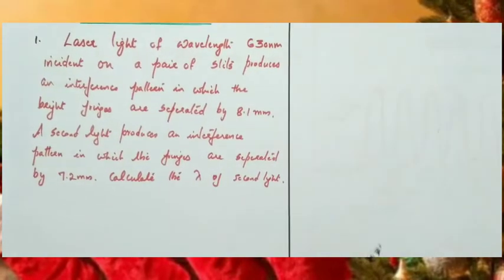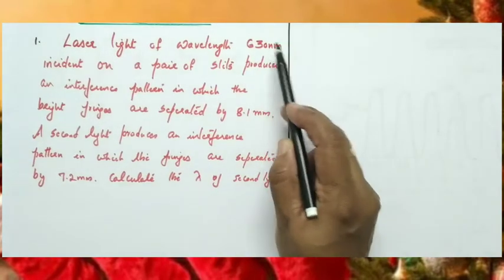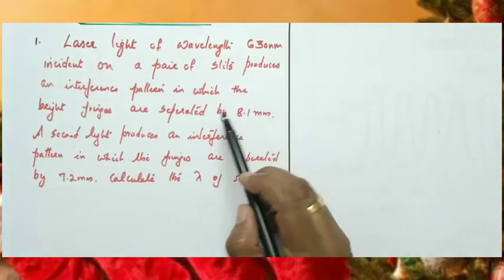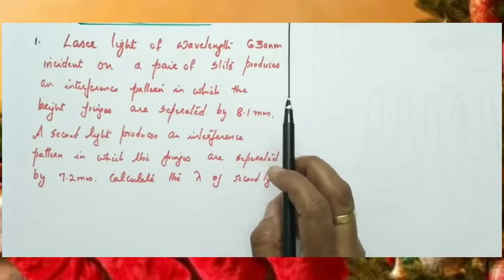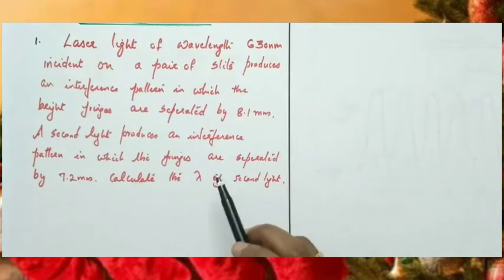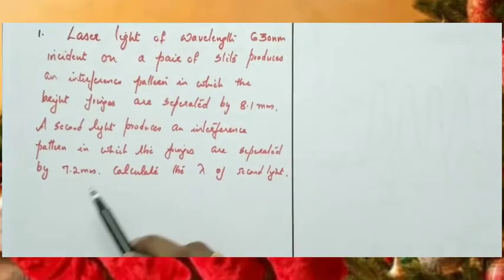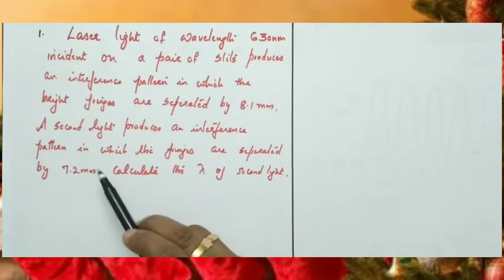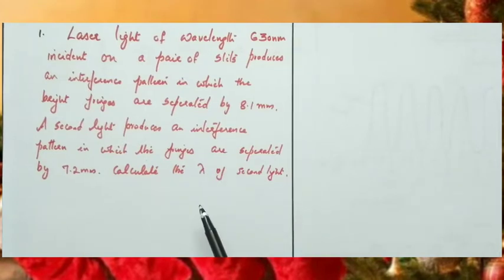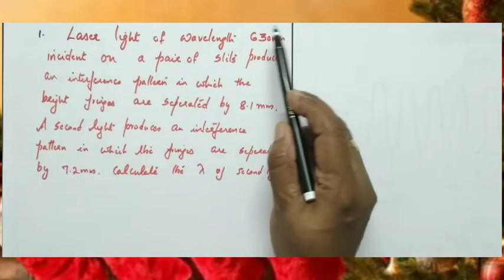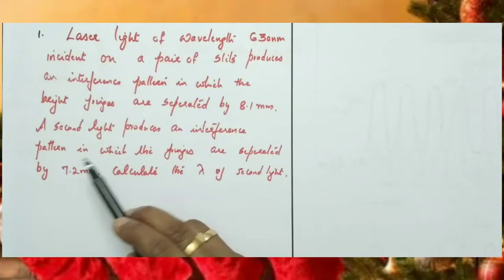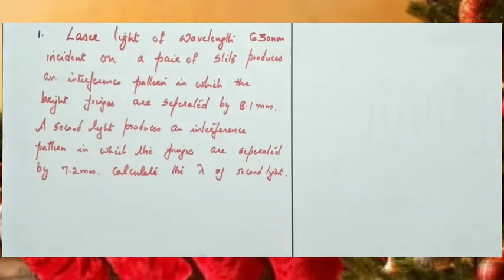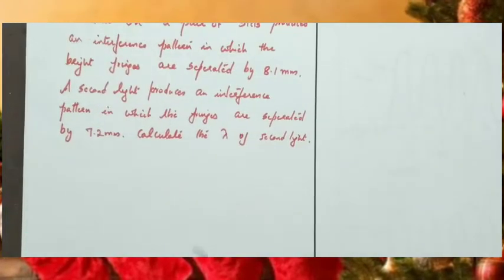So what are the values given here? For wavelength 630 nanometer, what is the bandwidth? The fringes are separated by 8.1 millimeter, which means that represents the fringe width. So fringe width is 8.1 millimeter. For fringe width 7.2 millimeter, we have to calculate the wavelength of the second light used. So for 630 nanometer the fringe width is 8.1 millimeter, and for 7.2 millimeter fringe width, we have to find the wavelength. So these are the values given.